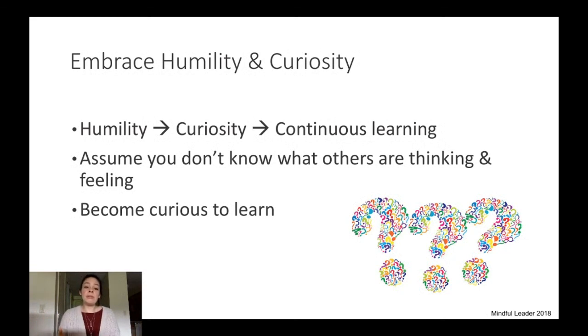So you want to assume that you don't know what others are thinking and feeling, but ask those questions and become curious to learn. Some prompts that you can give yourself internally when resolving conflict with another person are, how fascinating. I wonder why they responded that way. Or if something bad arises in the conversation or it takes a negative turn, you could say something like, this is really interesting. Let's figure out this problem and learn from it. Coming from that place of humility and curiosity is really key.